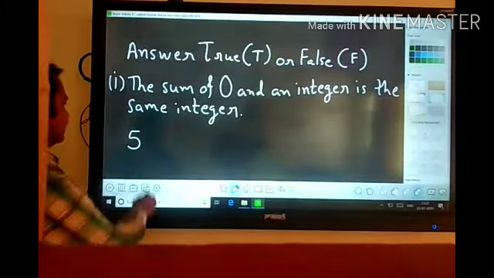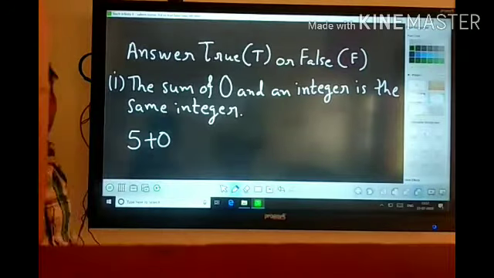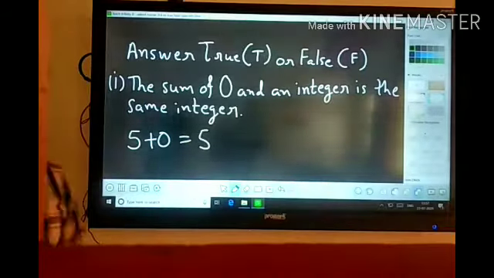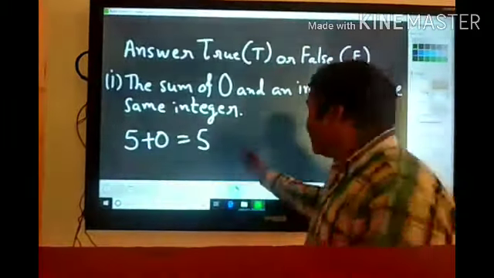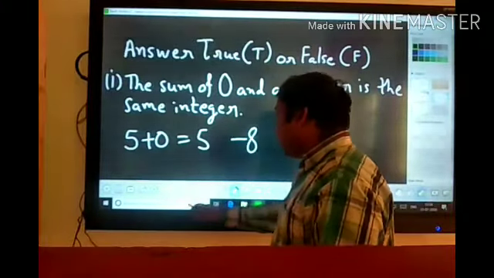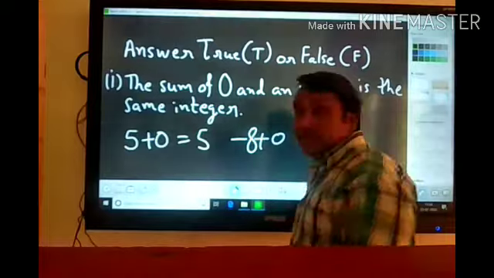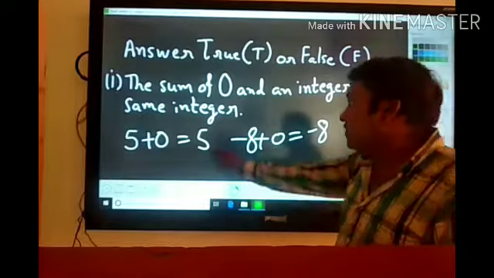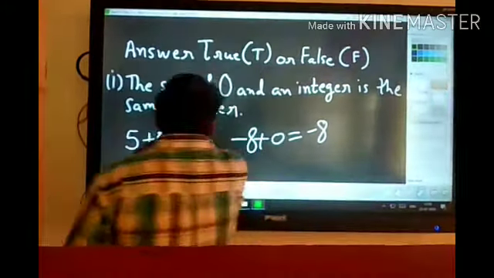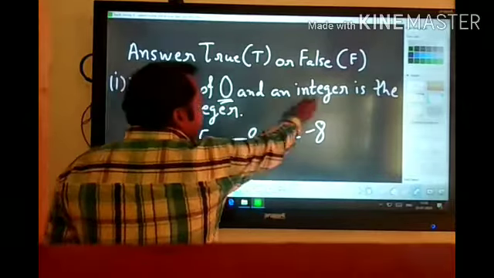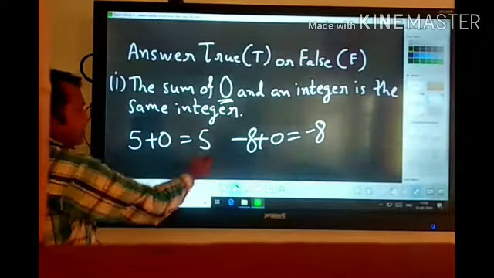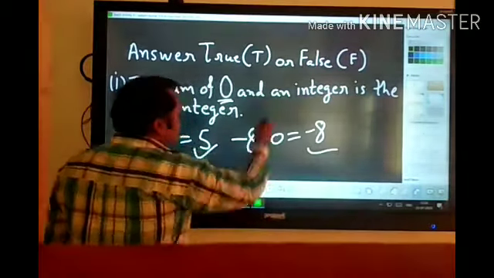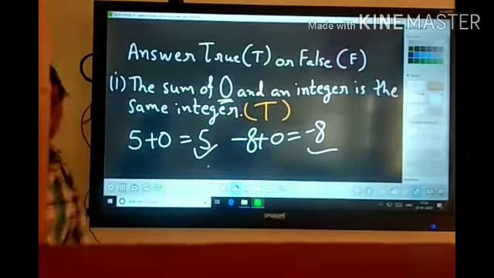Just like I take an integer 5 and I add 0 with this. Now, what will be my answer? My answer will be 5. Here you see that 0 doesn't change the value of 5. It remains 5. Now, I take another example, minus 8, and I add 0 with minus 8. Then what is the answer? Minus 8. Now, you see in both cases you get the same number to which I have added 0. So you can clearly decide what is going on there. So the statement is true.